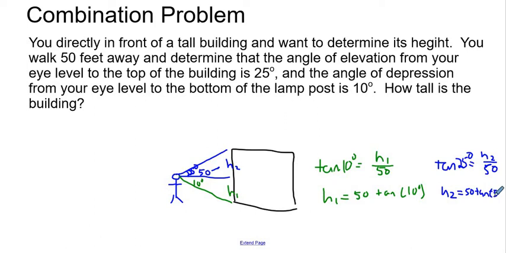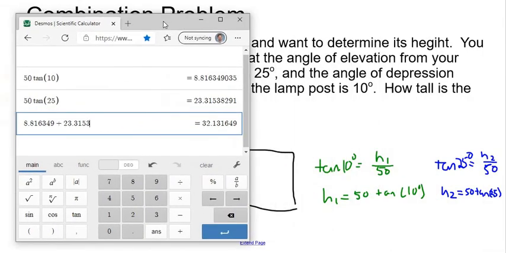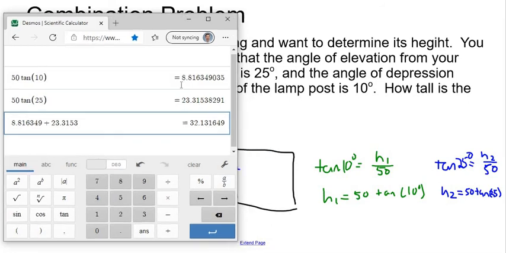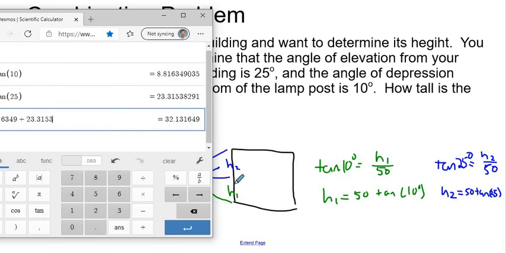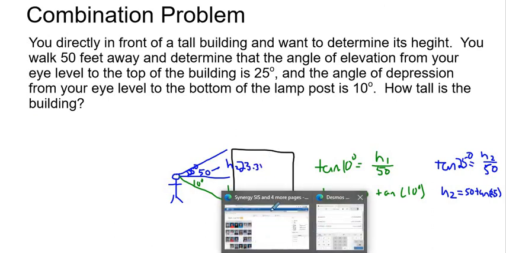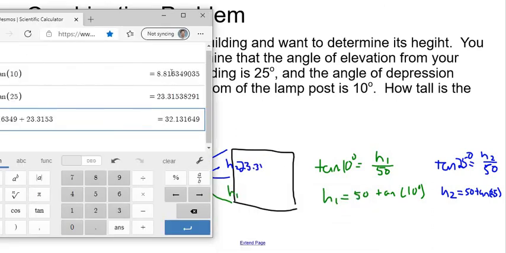We're going to find both of these answers and we're going to add them together. So it's pretty easy to do. You just type them in, make sure it's in degree mode. Don't do it in radians, because if you do that, the answers are negative and weird. And so 50 tan 10 is 8.816, and 50 tan 25 is 23.315. Keep in mind that those values would be right here, right? So the second one, the taller one, is the 23.315. And the other one is the 8.816.